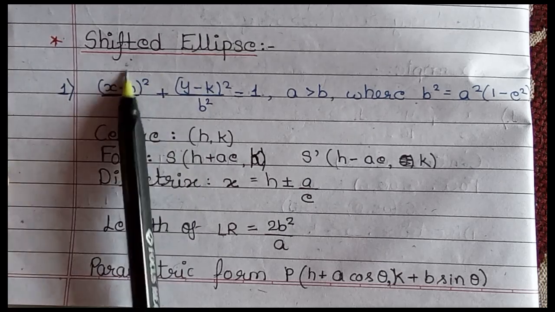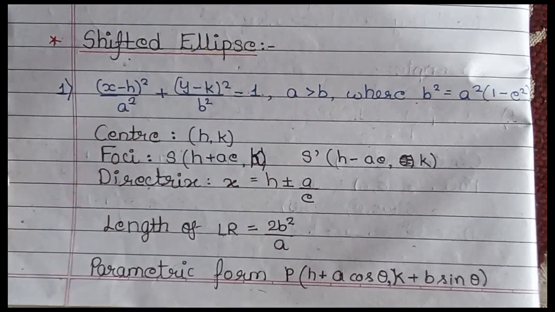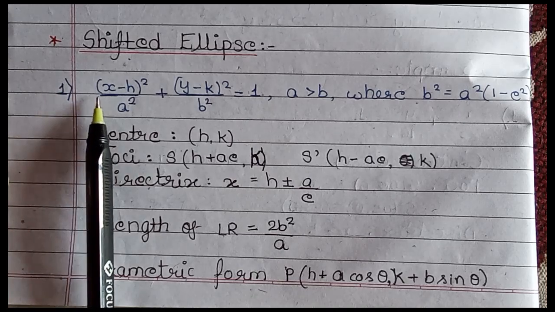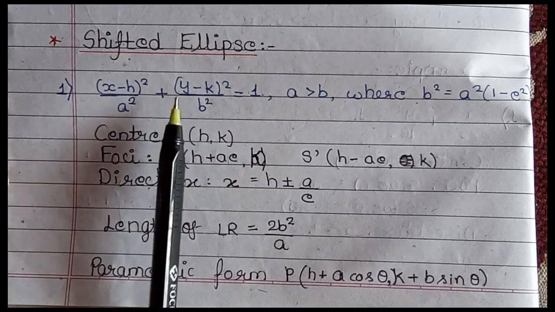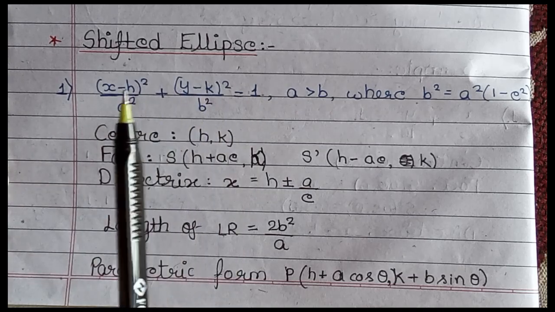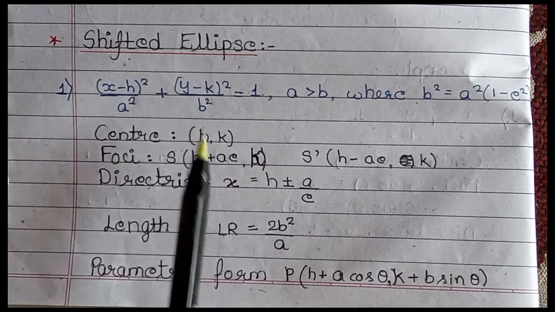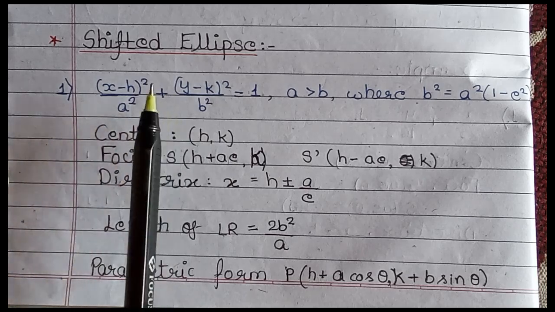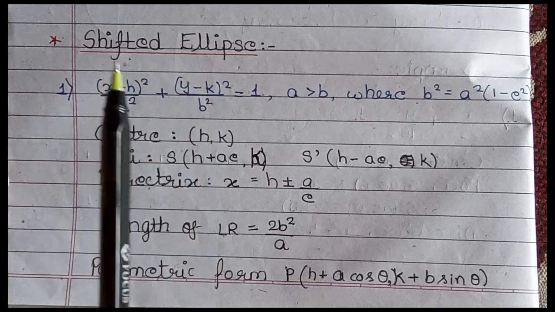Today's topic is shifted ellipse. So let's begin. We know the general equation of a horizontal ellipse was x square by a square plus y square by b square is equal to 1. But in case of a shifted ellipse, the center point is not 0, 0 that is origin, but instead it is h and k, any general point.